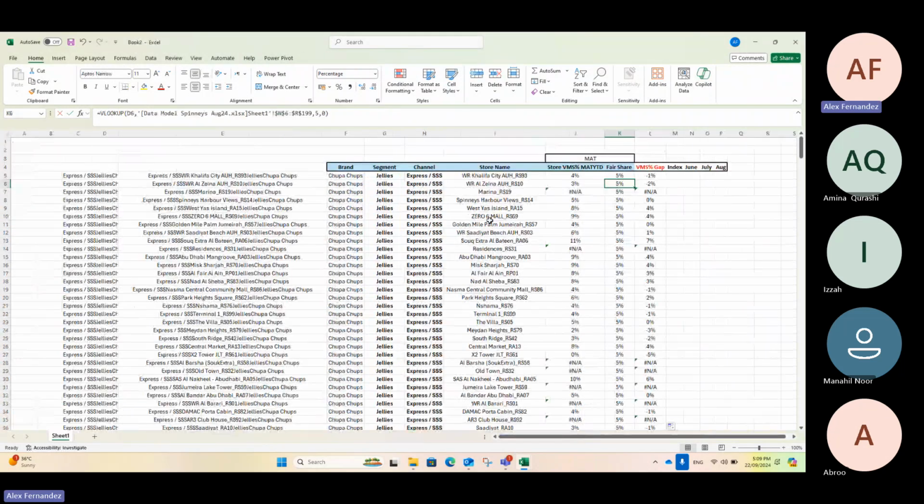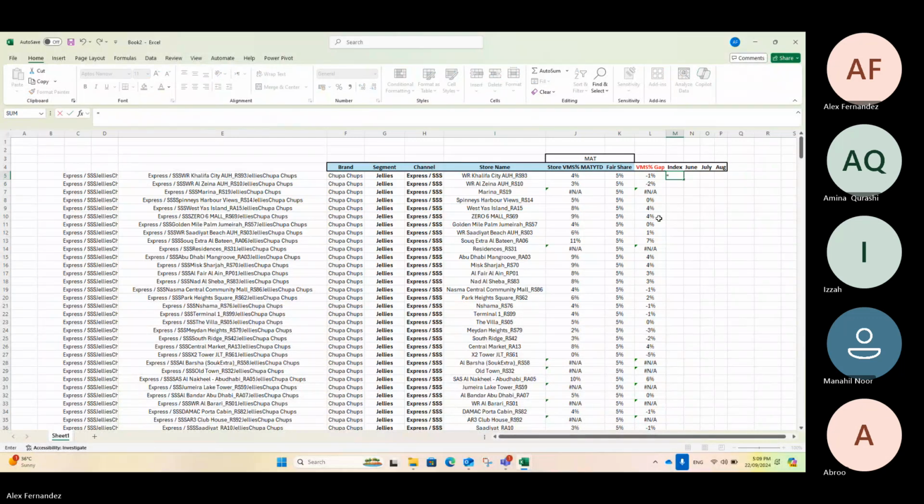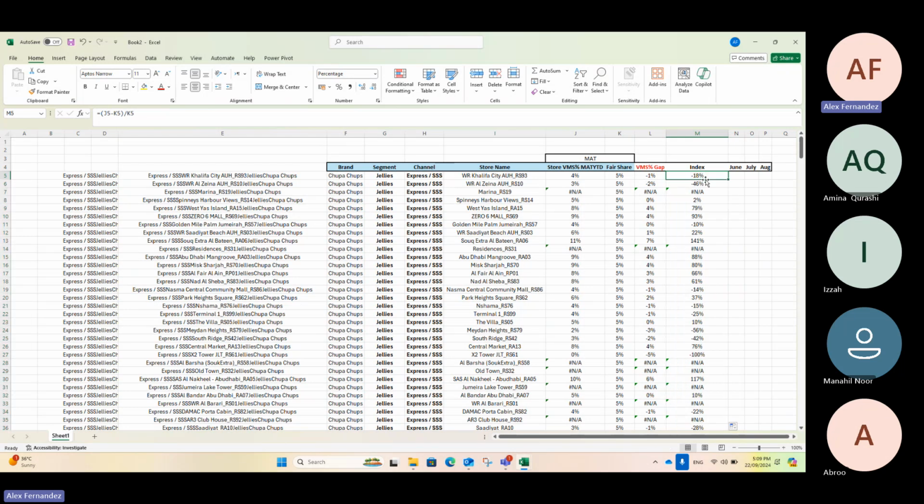Guys, anyone else have a question? Okay. And the index is current market share minus the fair share divided by the fair share. So it's just a formula. So this one is indexed by 18% minus 18%. This one almost 46%.